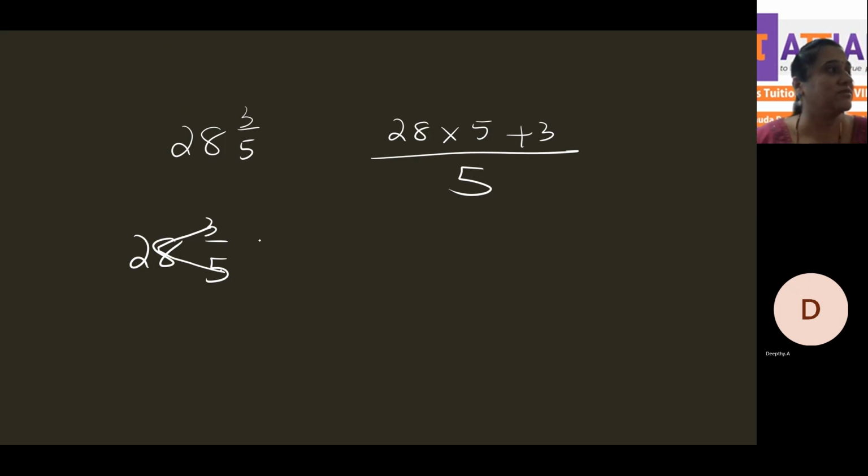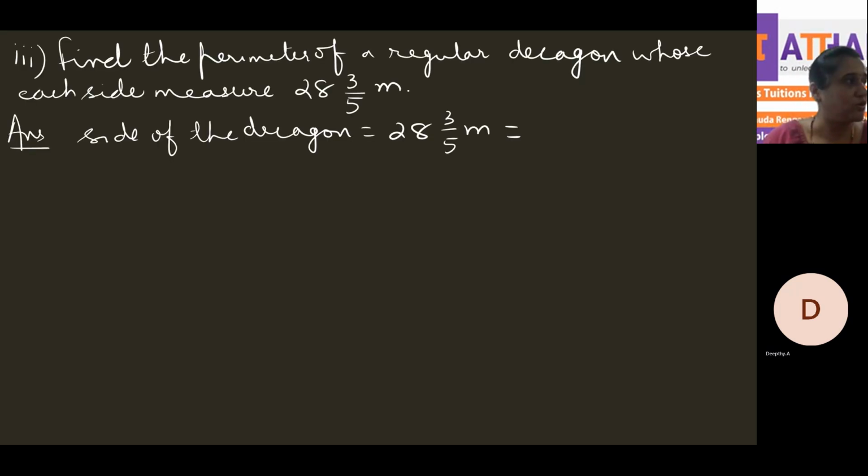What's your answer? No. See, you need to multiply 5 into 28, and to that product add 3, by 5. What's your answer, Deepthi? What's the improper fraction for the mixed fraction? It's 143 by 5. Yeah, 143 by 5. You got that?